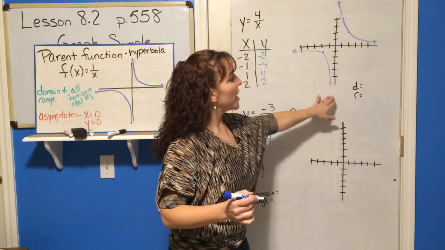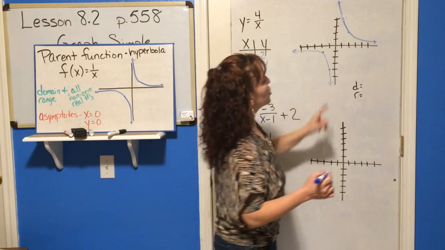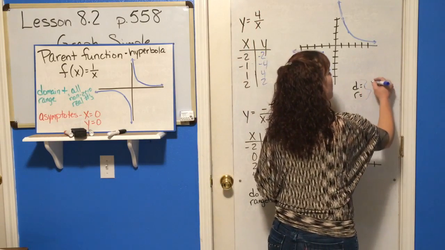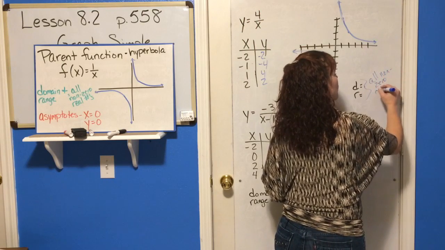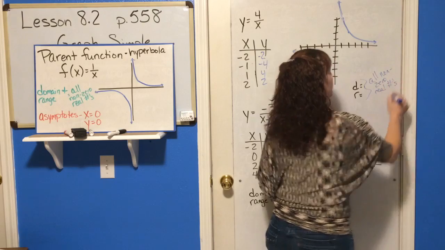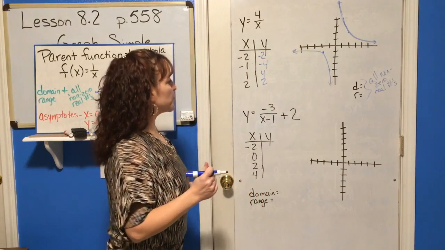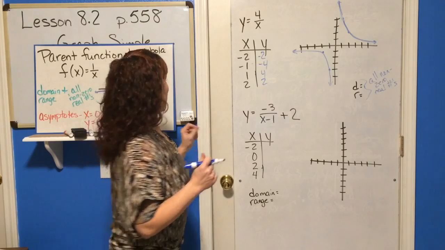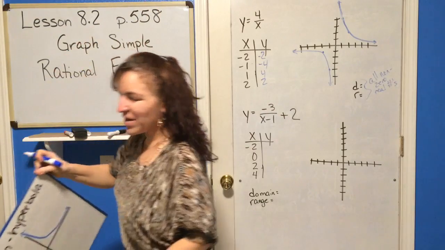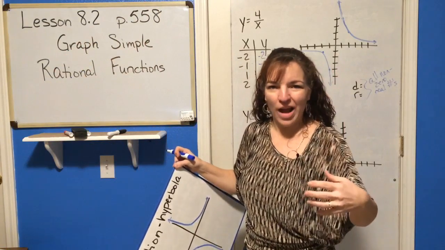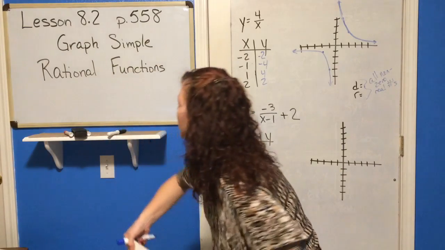So your domain and range, because we haven't changed this fraction at all, are still both all non-zero real numbers. So we can't get to 0. We can't go to 0, but other than that, it's all real numbers. All right. Now we're not going to always have some number over x. It's not always going to be that easy. So of course we have to make it harder.